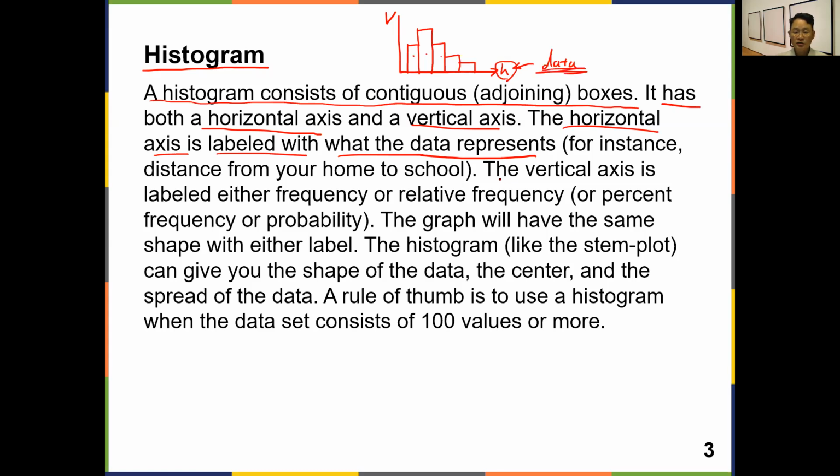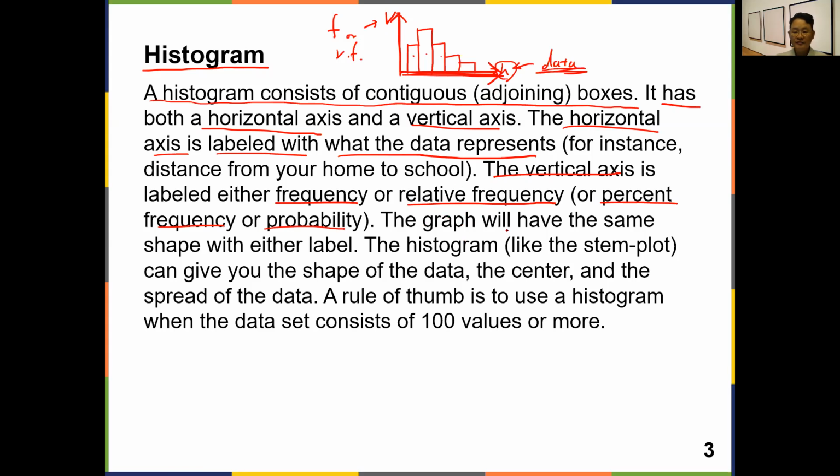What about the vertical axis then? The vertical axis is labeled either frequency or relative frequency. So this one is going to be either frequency or relative frequency. That's going to be the vertical axis. Now, it could be in percent form, the percent, frequency, or probability sometimes. But something to do with the frequency or the percent is going to be the y-axis, the vertical axis. And what represents the data is going to be the horizontal axis, the x-axis.